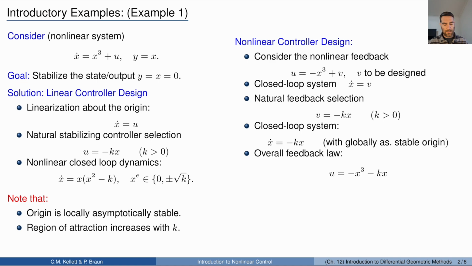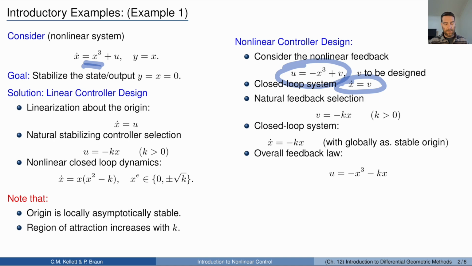And in particular, what we could do is define a controller of this form, u is equal to minus x cubed plus v, where v is still to be designed, so a new degree of freedom. But by selecting u in this way, we can cancel this x cubed term here, leading us to the new closed loop dynamics x dot is equal to v, where v is still a degree of freedom.